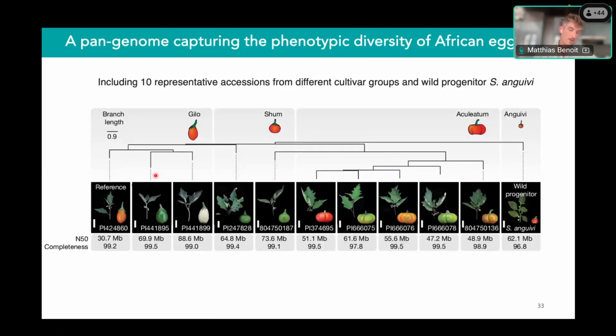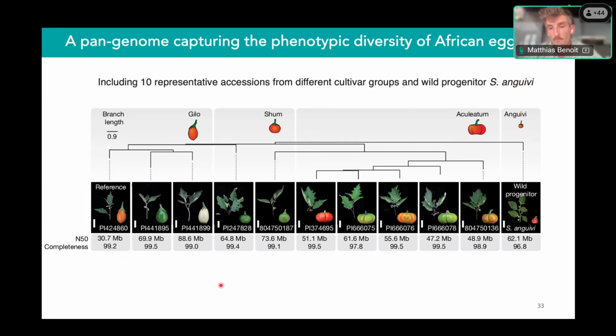So to do that, of course, you need to capture the genomic diversity of the species. We grew close to 100 accessions of African eggplant in field conditions in New York. And we selected 10 representative accessions that cover the different cultivar groups: Gilo, Shum, and Aculeatum. Those are the different subtypes of the species, alongside the wild progenitor of African eggplant, Solanum anguivi, right?